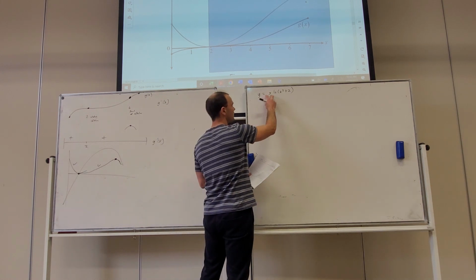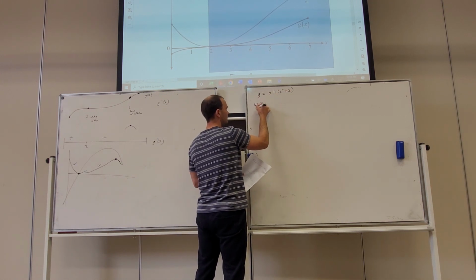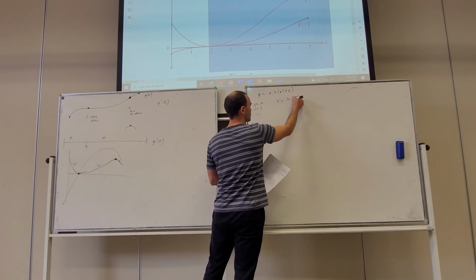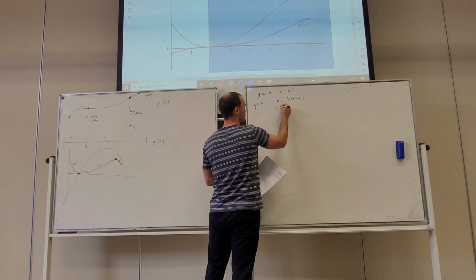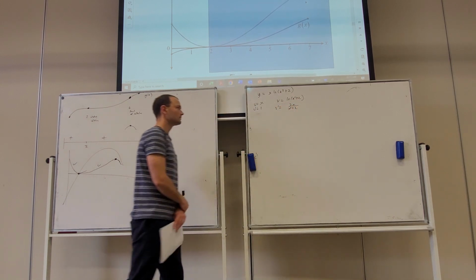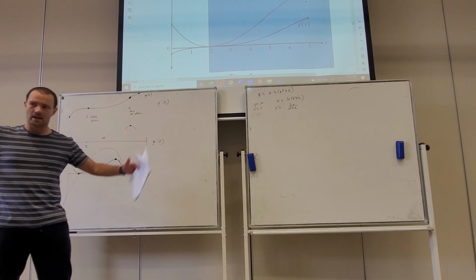We have u times v. So u is x, u dash is 1, v is ln of x squared plus 2, and then v dash will be 2x on top of x squared plus 2. Smash all that together.